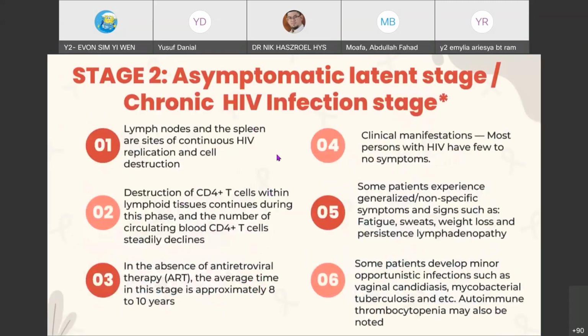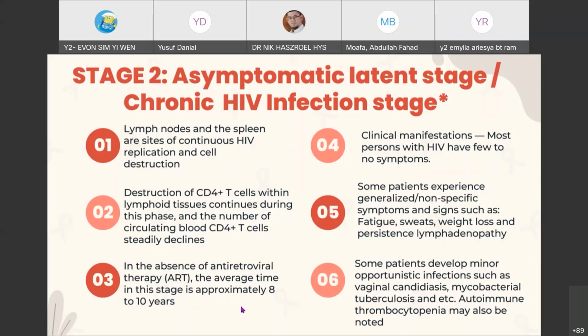In the chronic phase of the disease, the lymph nodes and the spleen are the sites of continuous HIV replication and also cell destruction. During this period of disease, few or no clinical manifestations of HIV infection are present. Therefore, this phase of HIV disease is called the clinical latency period. Although the majority of the peripheral blood T cells do not harbor the virus, destruction of CD4 T cells within the lymphoid tissue will continue during this phase, and the number of circulating blood CD4 cells steadily declines.